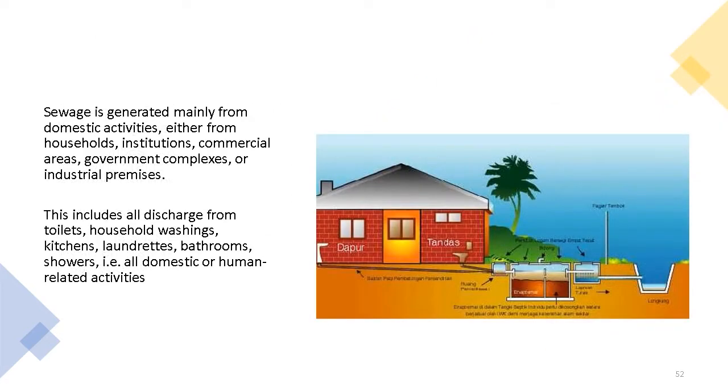Sewage is generated mainly from domestic activities, either from households, institutions, commercial areas, government complexes, or industrial premises. This includes all discharge daripada toilet, household washings, kitchen, laundrettes, bathroom, showers. So any air yang telah digunakan untuk kegunaan harian lah.